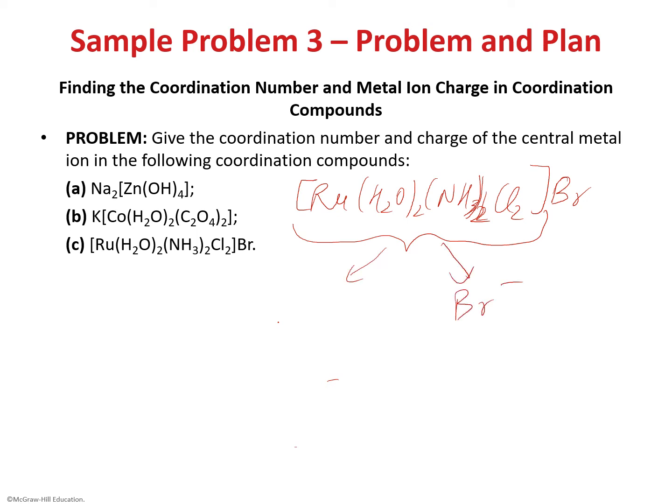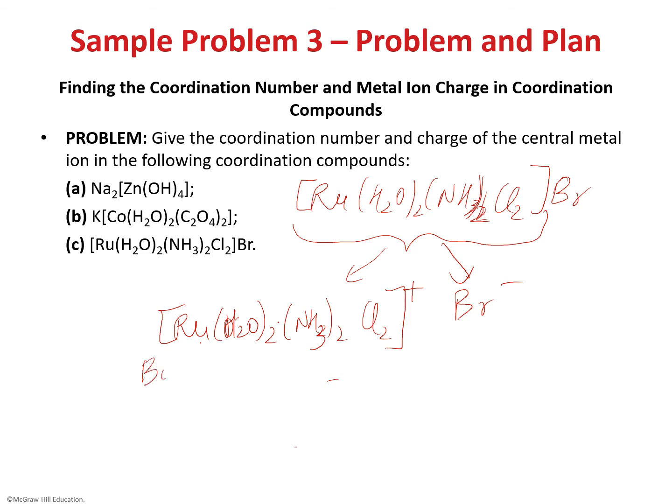Br minus, and then I have parentheses Ru, water, whole twice, ammonia, whole twice, Cl2. This is all that's in parentheses, and if this is -1, this has to be a charge of +1 to neutralize that final compound. So now what is the coordination number of Ru here?